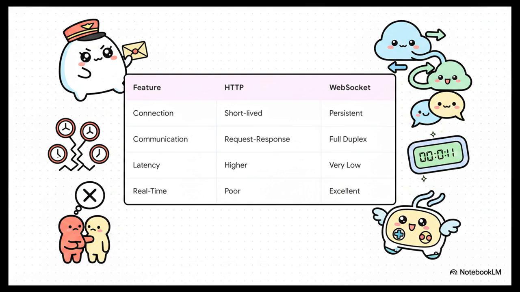Let's really lock this concept in by putting these two methods side by side. HTTP connections are short-lived, whereas WebSockets are persistent. HTTP is a strict wait-your-turn request and response model, but WebSockets are full duplex, meaning everybody gets to talk at once. Because of all this, traditional HTTP has higher latency. It's just slower, making it pretty poor for real-time needs. Meanwhile, WebSockets boast very low latency, which makes them absolutely excellent for anything that needs to happen right this very second.